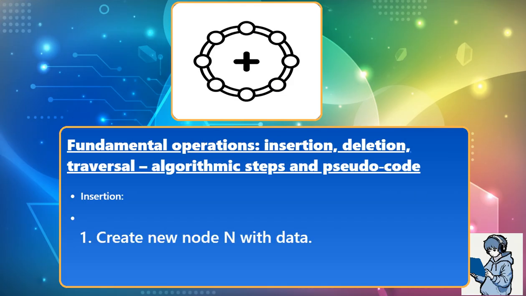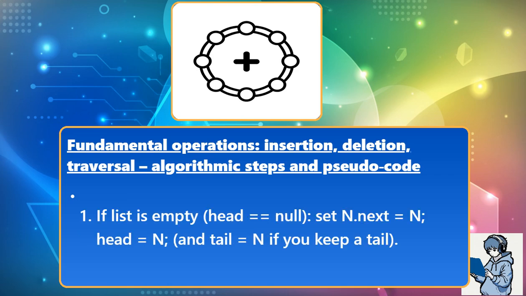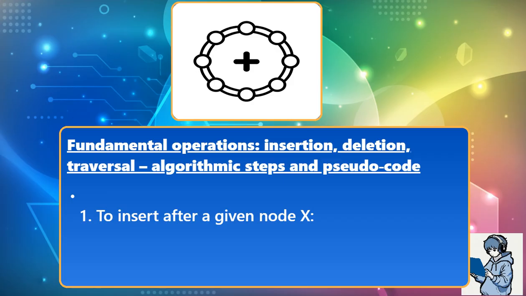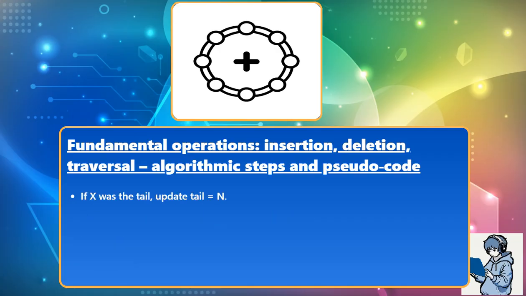Insertion. 1. Create new node n with data. 2. If list is empty, head equals null, set n.next equals n, head equals n, and tail equals n if you keep a tail. 3. To insert after a given node x: n.next equals x.next. x.next equals n. If x was the tail, update tail equals n.